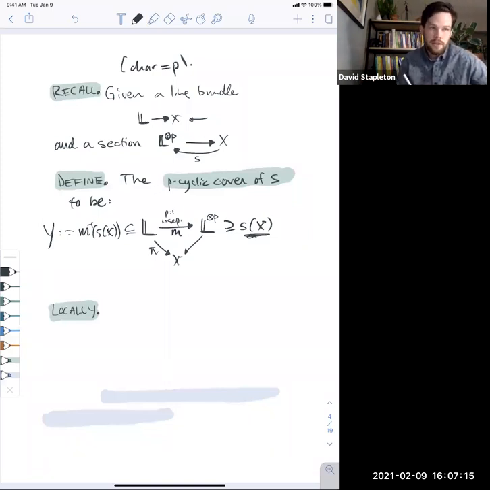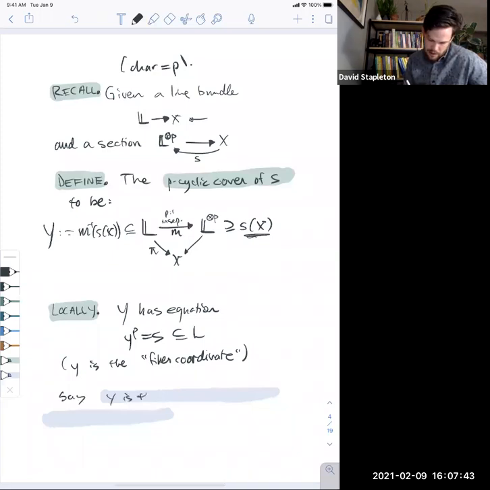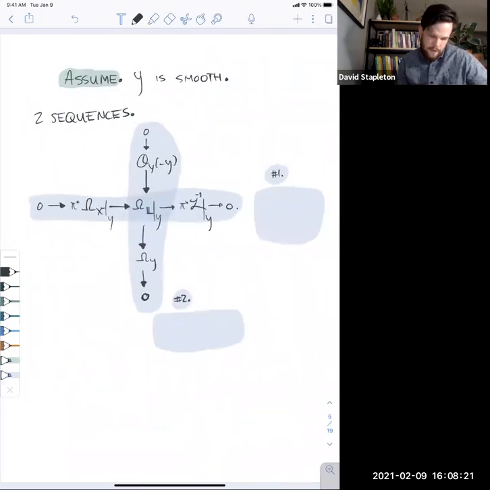So locally, we can look at the equation for Y. Y has equation y to the p equals s inside L, where y is the fiber coordinate, and we say that Y is the branched cover with branch divisor s equals 0. Okay. So this is a natural construction you can make, and it's a very nice source of examples of varieties. In our case, these p-cyclic covers will be the Fano varieties that carry these holomorphic forms. Okay, so let's assume for simplicity that Y is smooth.